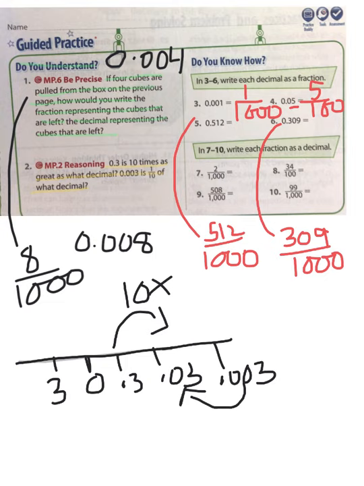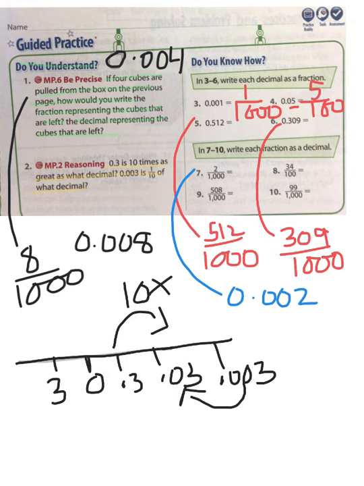All right, we are going to move on to number 7. So now we have to write each fraction as a decimal. On number 7, I have 2 thousandths. So I have a 0 in my ones place, a 0 in my tenths place, a 0 in my hundredths place, and a 2 in my thousandths place. Just make sure you write it in your book right next to it.